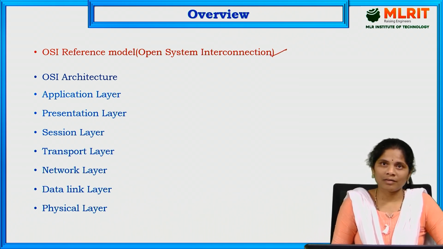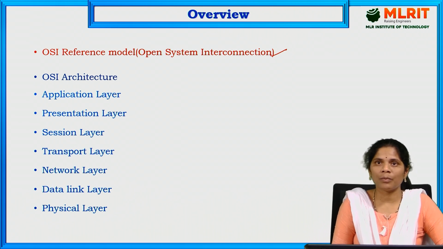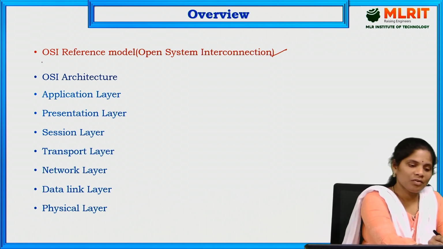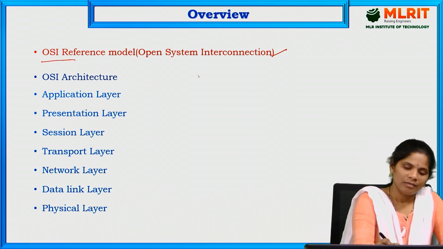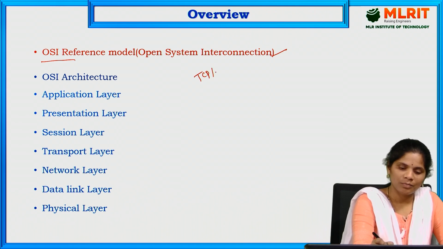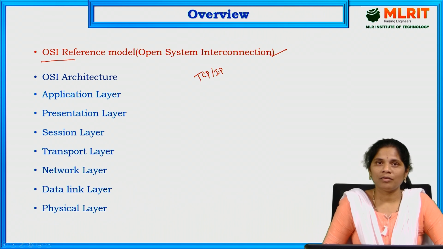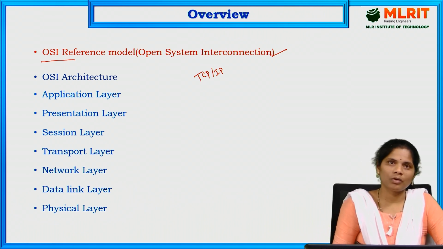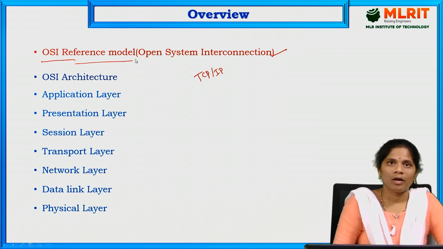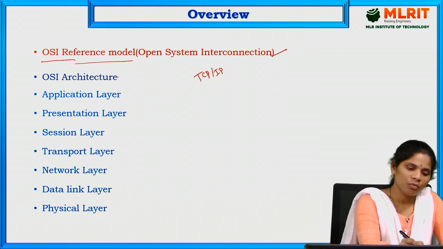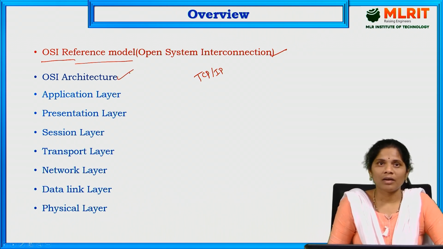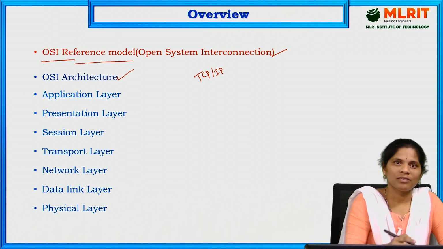We already discussed there are two reference models in computer networks. Those are the OSI reference model and the TCP/IP reference model, that is Transmission Control Protocol and Internet Protocol reference model. These two reference models we are using in computer networks. Today we are going to discuss the OSI reference model, and next we are going to discuss the OSI architecture. What is the architecture? How are the layers arranged in the OSI reference model? All of that we are going to discuss in OSI architecture.